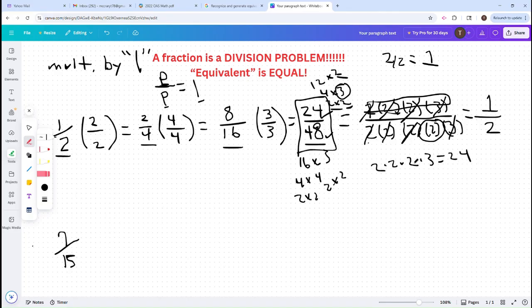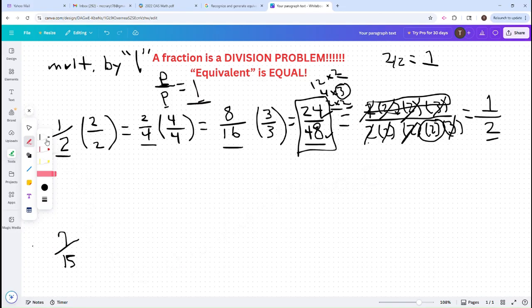And that makes sense. 24 divided by 24 is 1, and 48 divided by 24 is 2. Now, so that's just a little stretching out of that. Just get ready to put fraction answers in lowest terms.